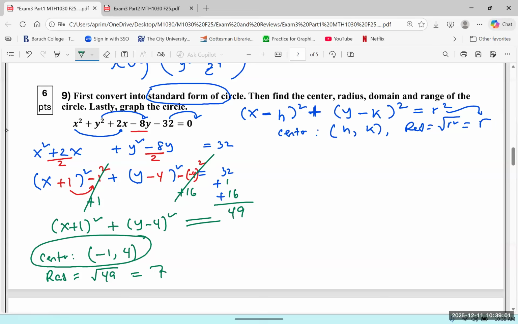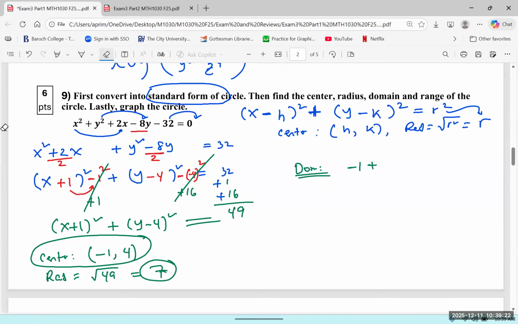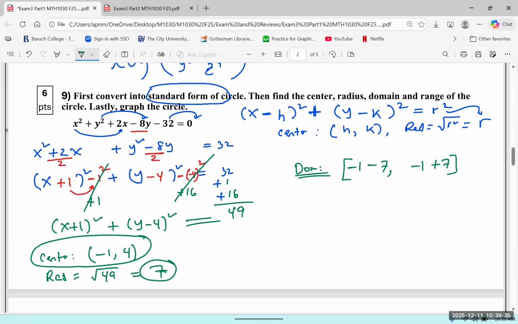So most of the time, they ask for center and radius in the final exam. Most of the time. And then for domain and range, they ask sometimes. Finding domain is easy. You need the x value, x value minus the radius, x value plus the radius. So it's like h plus minus r.